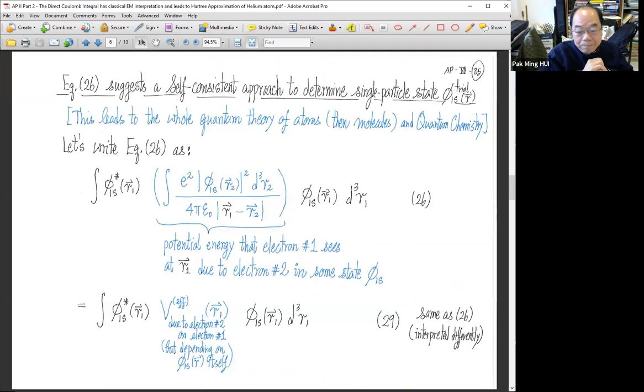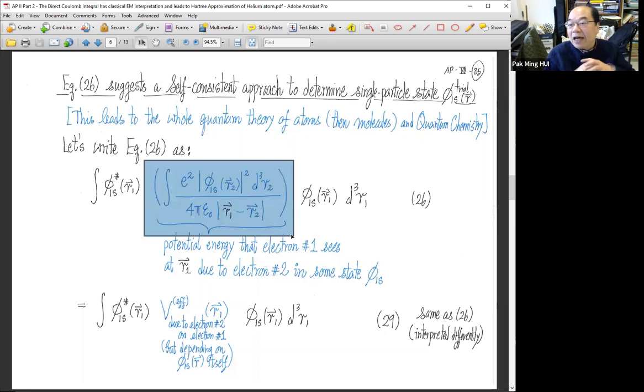I think I should stop here. Next time, we will make a second interpretation of this same integral. This is the same integral, but written grouping some terms. What we are trying to argue is that when I look at this integral in this way, it looks as if this is the extra screening effective potential energy function due to electron number 2 on electron number 1, because it is just an expectation value here.